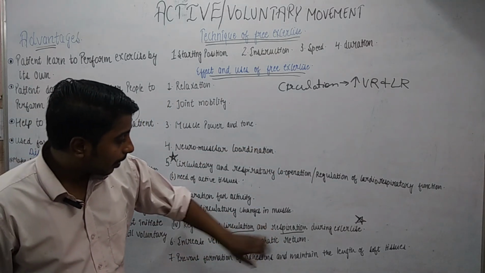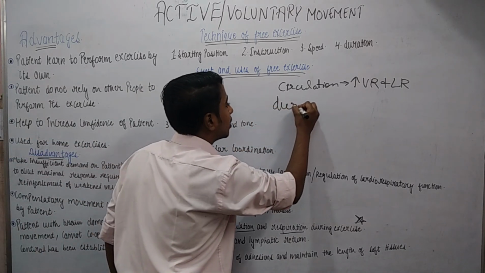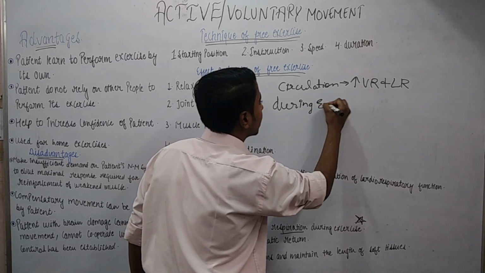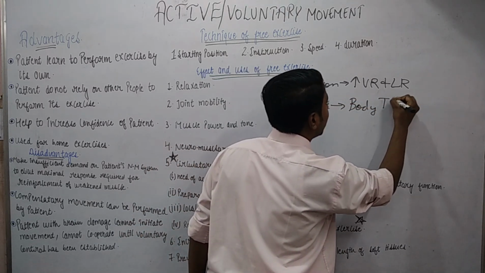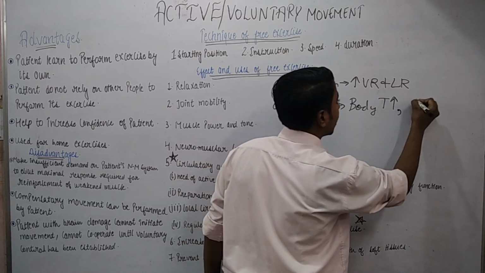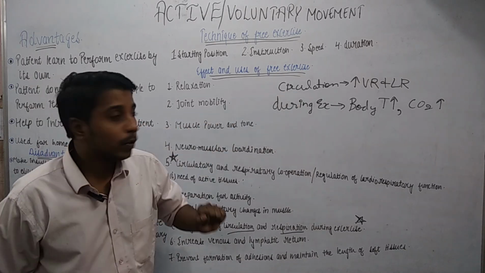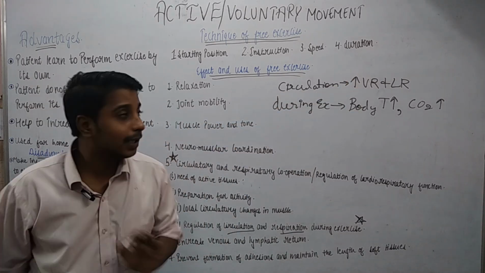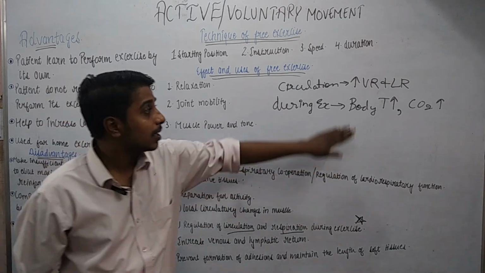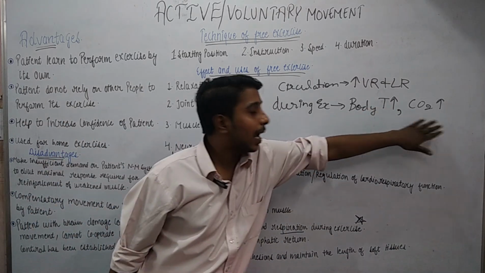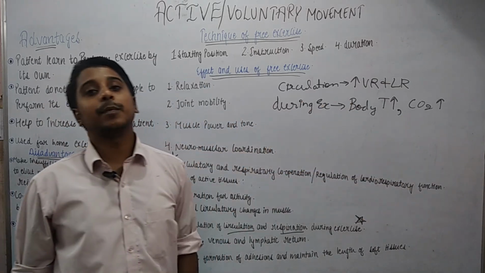Also you can write that during exercise body temperature increases. Yes, body temperature increases. Also carbon dioxide is increased. So this was about circulation, that venous and lymphatic return is increased, and now this is about respiration. Whenever we do any exercise, there will be increase in body temperature and carbon dioxide, and these two will further stimulate the respiratory center.